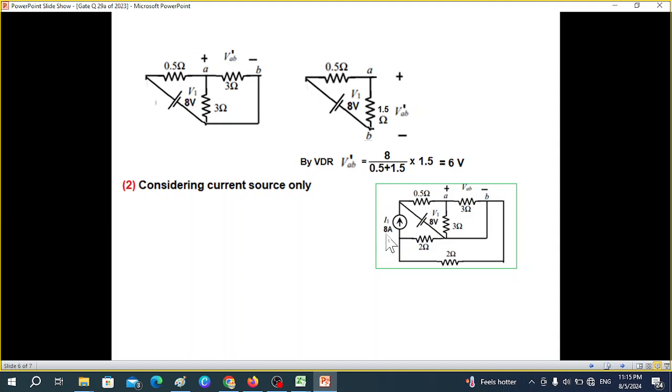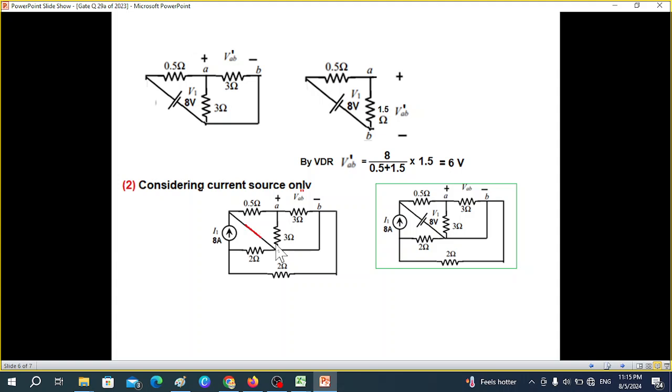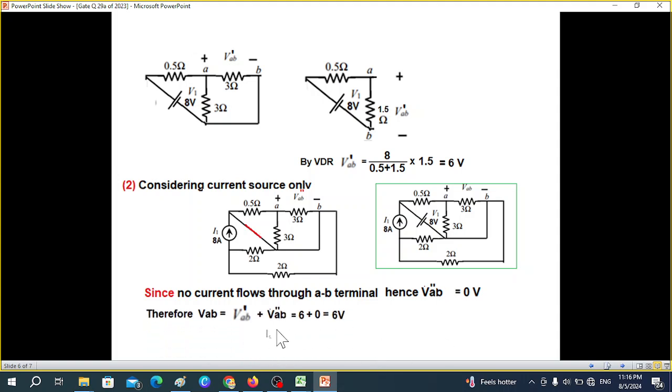Now we consider the current source. For current source, we have to put voltage source 0. That means voltage source is made 0 by short circuiting. So the circuit will become like this. And from here you can see that this current is only flowing through this path. It will not go to the right side. That means there will be no voltage drop here, 0 voltage drop. Since no current flows through AB terminal, hence VAB double dash is equal to 0. And adding the two, we can find VAB, which is 6 plus 0, 6 volt. So this is the long way.